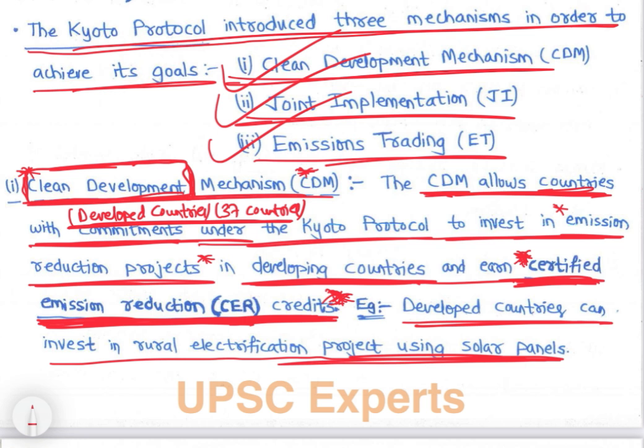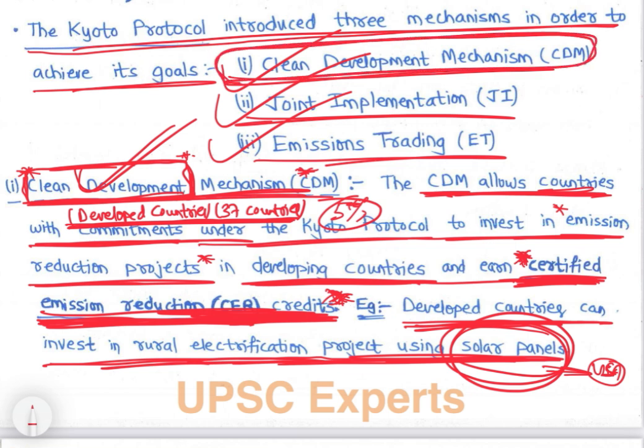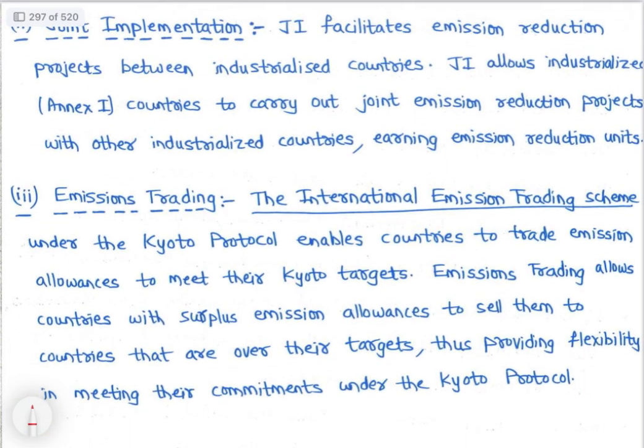Clean development mechanism, where developed countries can invest in developing countries in the clean development projects, right. जैसे example, developed countries can invest in rural electrification project using solar panels. So by doing that, say USA is doing it. So USA get certified emission reduction credits, right, which they can use to show their reductions, right. उनका 5% target reductions meet करने के लिए, right. So that is the first mechanism, clean development mechanism to achieve the goal. Then next is joint implementation, right.